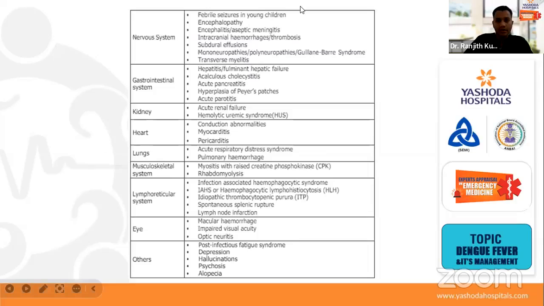Dengue can cause all these complications. It can cause seizures, encephalopathy, hepatitis, pancreatitis, myocarditis, pericarditis, rhabdomyolysis. In the eye, it can lead to macular hemorrhage, all because of the coagulopathy as part of the disease spectrum.